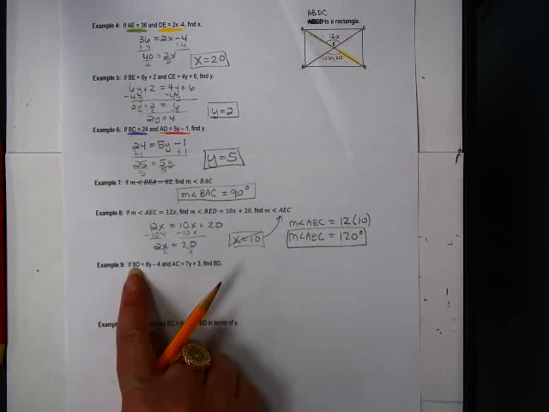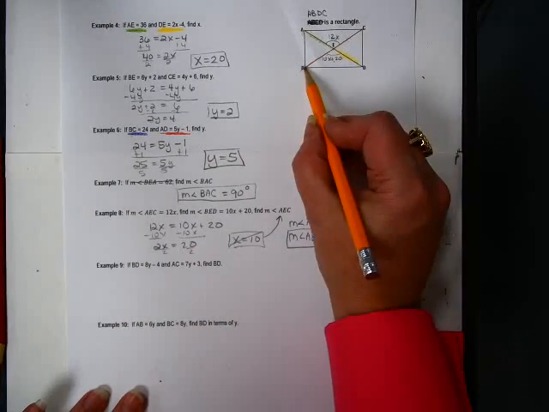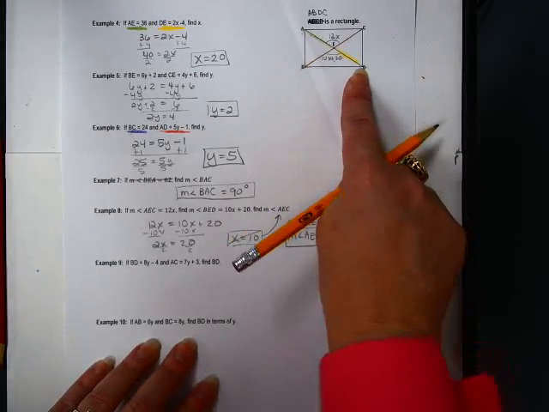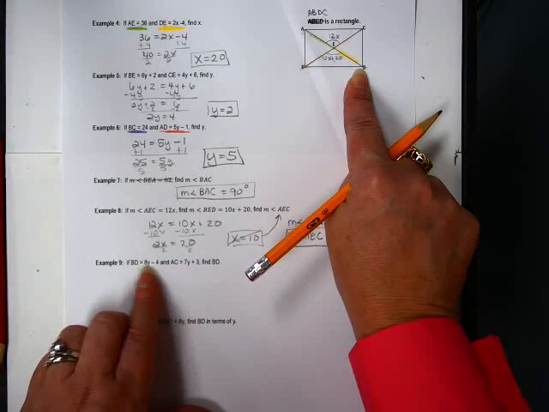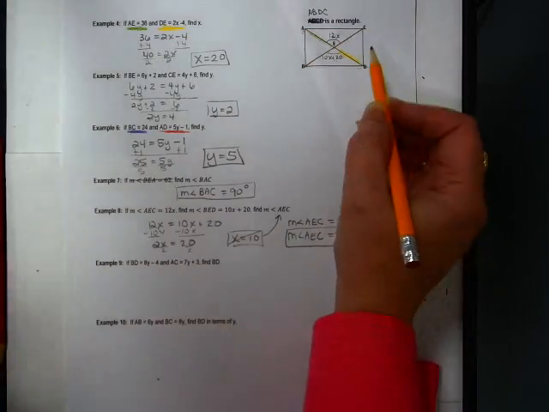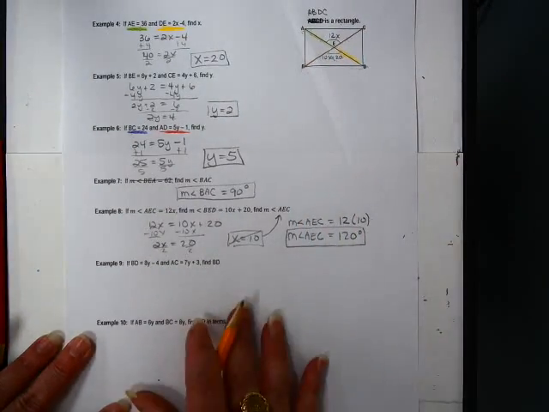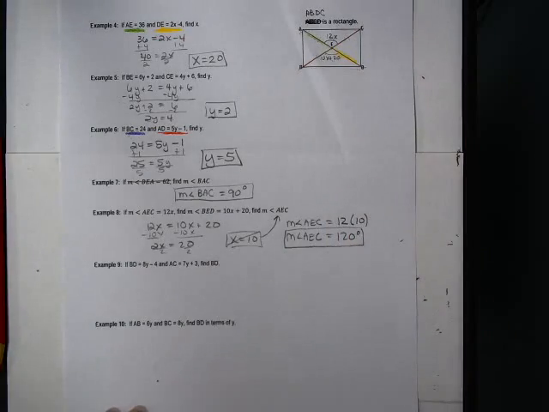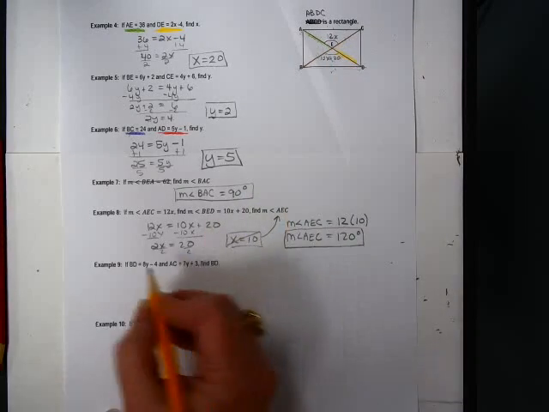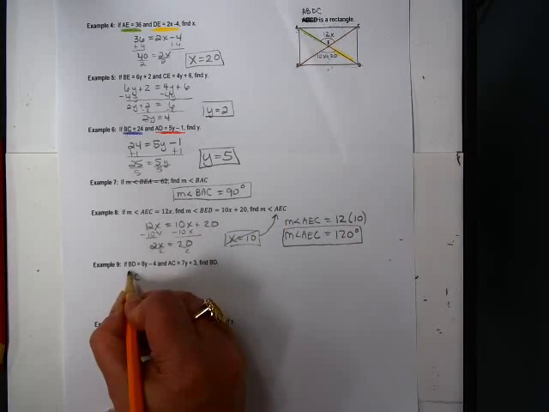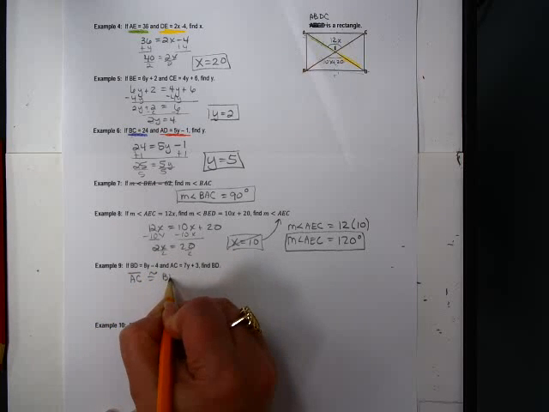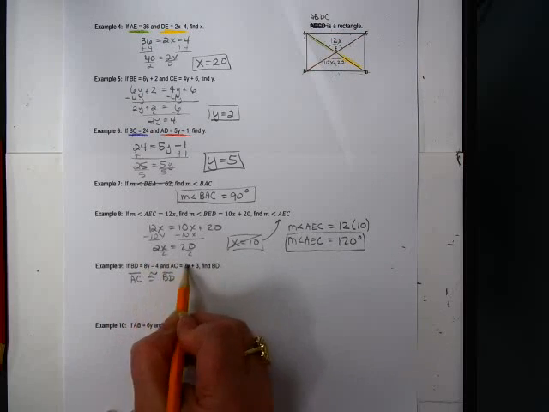Okay, BD. BD right here is this segment right here. And then AC is going to be this one up here. Now, because a rectangle is a parallelogram, we know that opposite sides are congruent. So AC is congruent to BD. So that means we can set these two equal to each other.